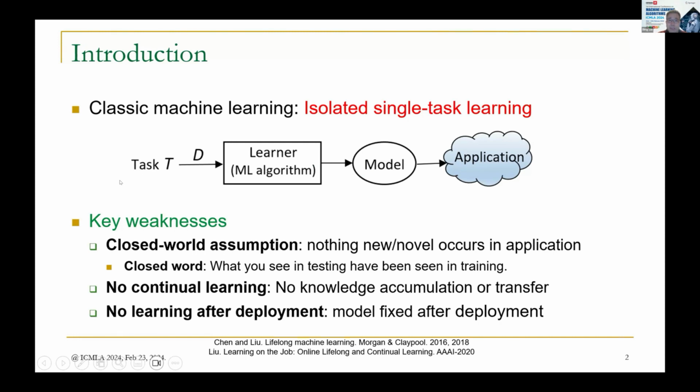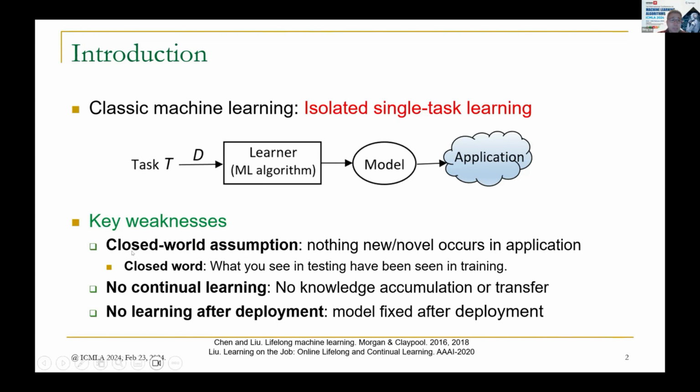There are a number of key weaknesses of this particular paradigm, although it has been very successful. One of those weaknesses is the closed world assumption, which basically means that when you come to the application, nothing new and nothing novel will happen. Whatever you see in testing or in the application environment, you have already seen at training. That's not the case in real life. In real life, we're talking about the open world, which means there are lots of novelties and lots of unexpected things happening. How do we detect them and how do we learn continuously? That's basically the objective of this research and also this particular talk.